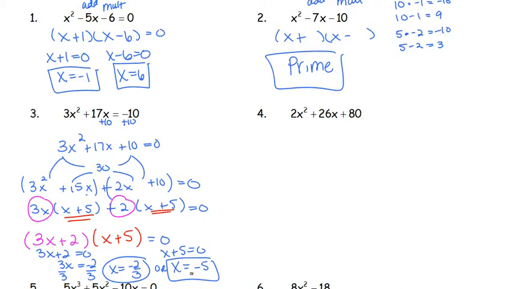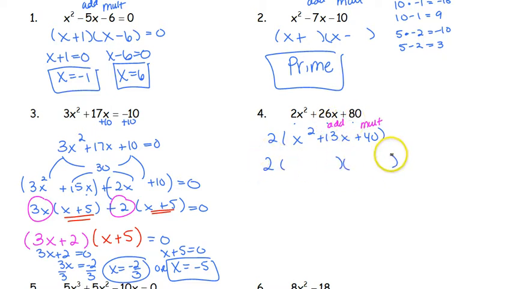Number 4, I look right off the bat, no equal sign, no solving. So all I'm going to do is factor. First step of factoring, GCF, I can pull out a 2. And once I pull out that 2, I notice that I have the 1x squared. So this is just going to be regular factoring. Multiply to the outside, add to the middle.